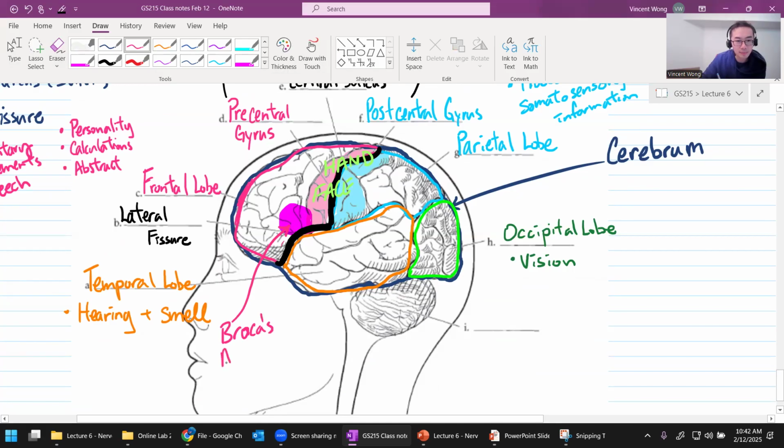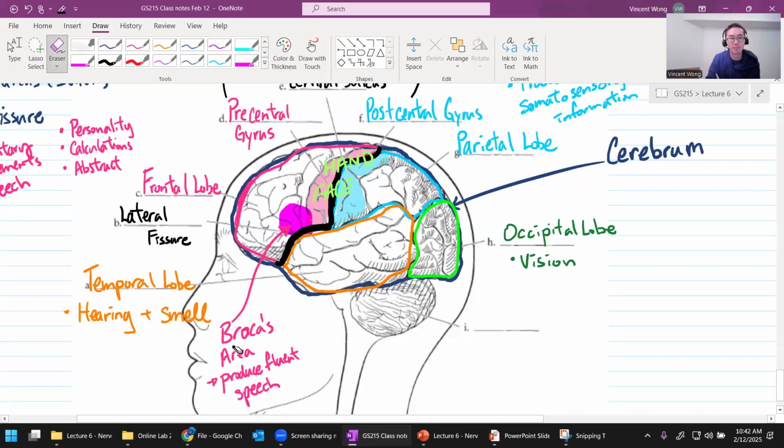Broca's area. That is for producing speech. Using the right words, moving your tongues and lips into the right shape, I guess, to produce certain sounds. It's all originating from the Broca's area.